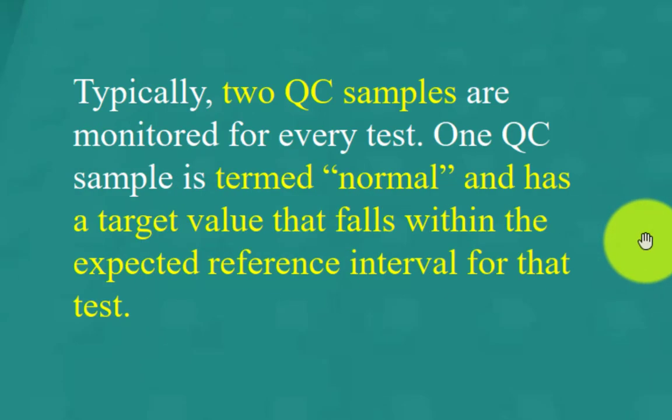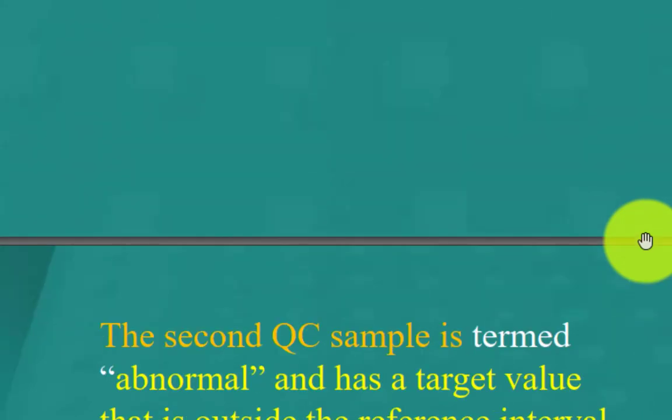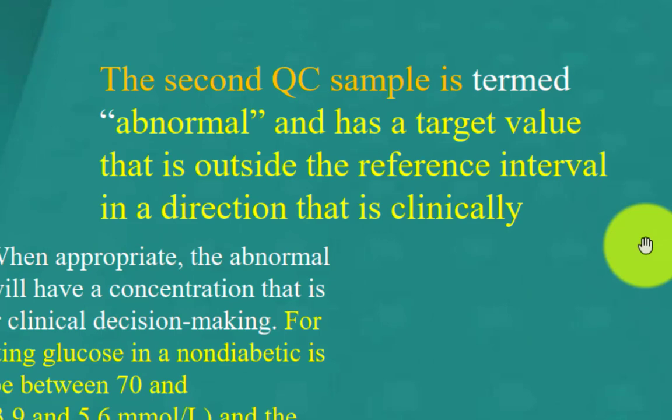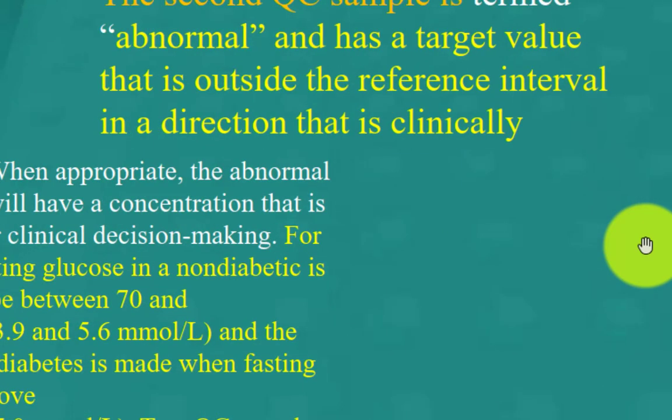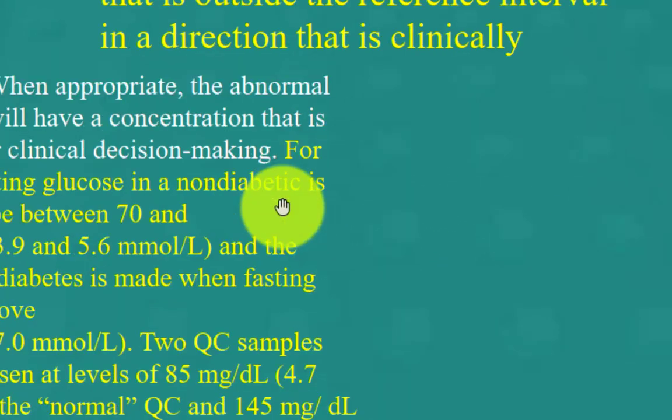Typically, 2 QC samples are monitored for every test. One QC sample is termed normal and has a target value that falls within the expected reference interval for the test. The second QC sample is termed abnormal and has a target value that is outside the reference interval in a direction that is clinically significant. When appropriate, the abnormal QC sample will have a concentration that is important for clinical decision making.